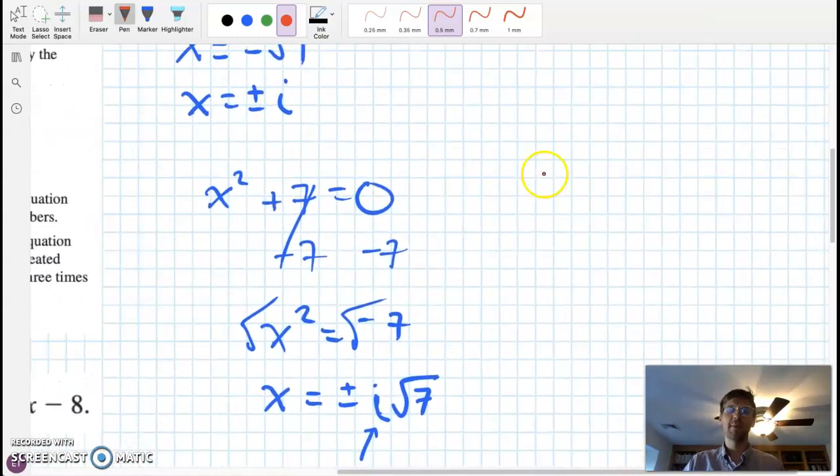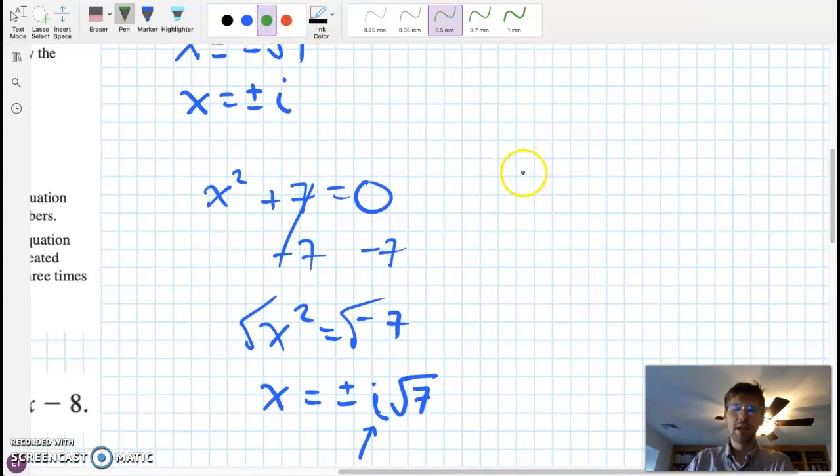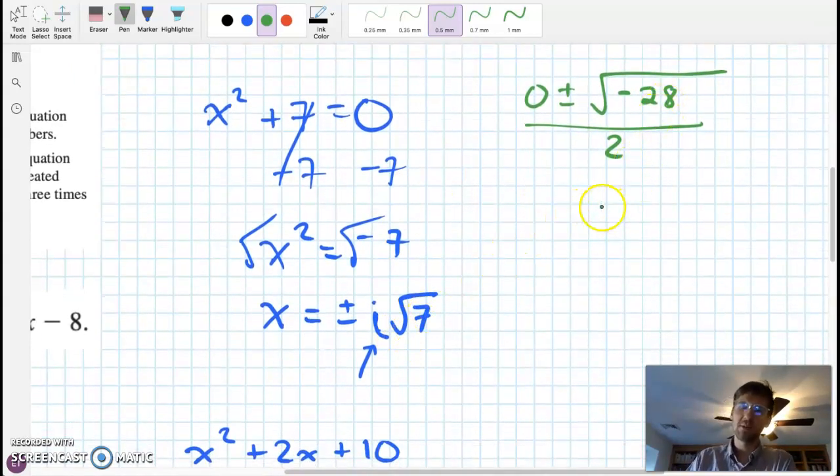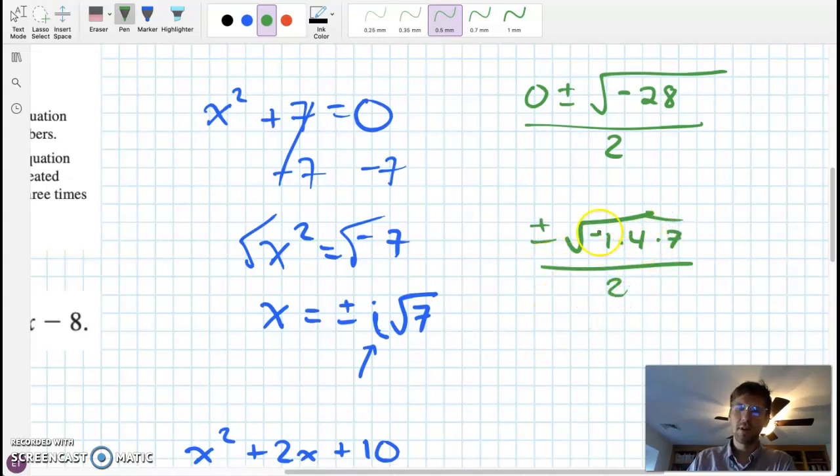You could do the quadratic formula, but it's a little bit more work. -b is 0 plus or minus the square root of b squared, which is 0, minus 4ac, which is, oh yeah, this is going to be way more tedious, minus 28 all over 2a, which is 2. So we would eventually get the square root of 7 because we got to factor this. It's basically positive or negative, this would be -1 times 4 times 7. So then we could take the 4 out, take the i out, but the square root of 4 is 2, so it'll cancel with that. So we'll get the same thing.